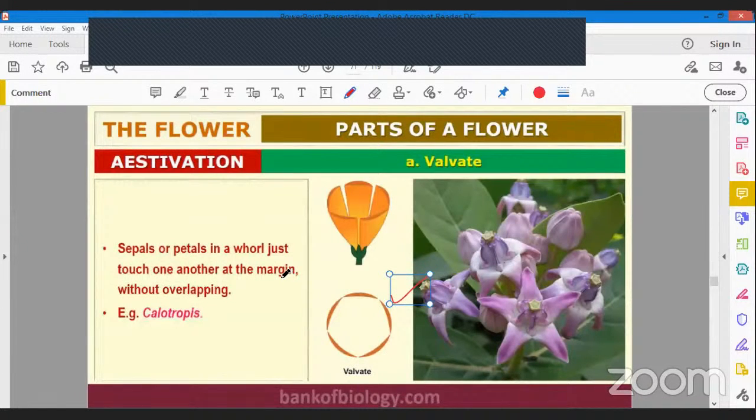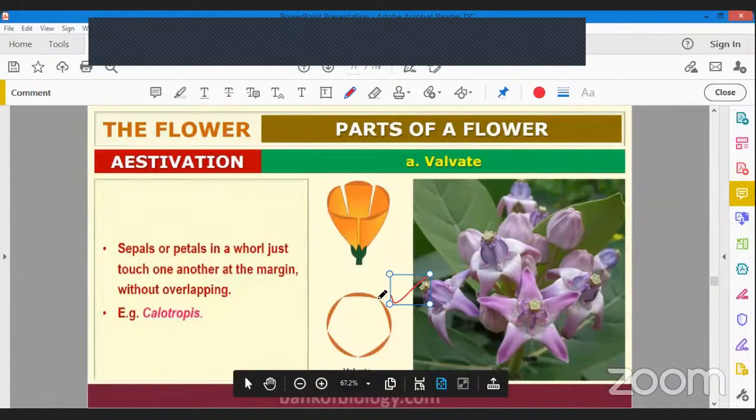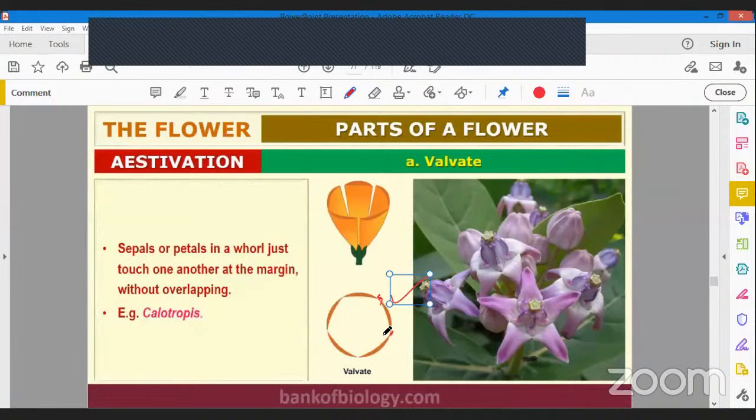Okay. So sepals and petals in the whorl just touch one another at the margin. Can you see here at the tips? They're just touching here at the margins, without overlapping. Okay. So take it down. Valvate estivation.